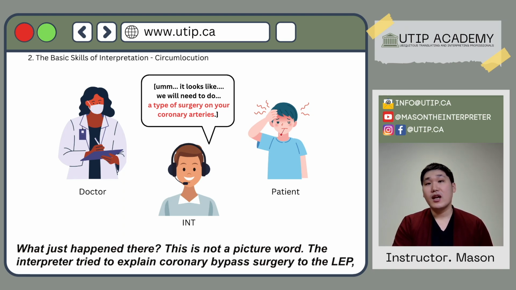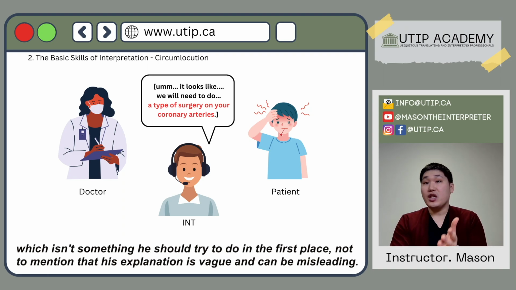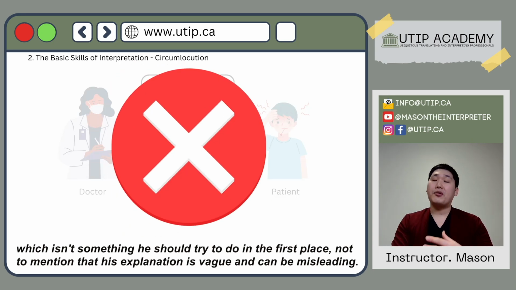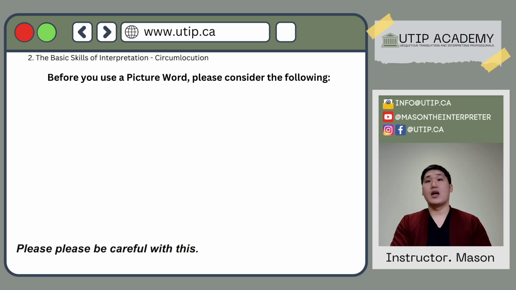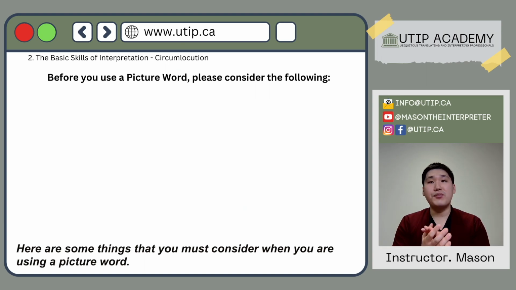What just happened there? This is not a picture word. The interpreter tried to explain the coronary bypass surgery to the LEP, which isn't something he should try to do in the first place, not to mention that his explanation is vague and can be misleading. Please be careful with this. Here are some things you must consider when you are using a picture word.